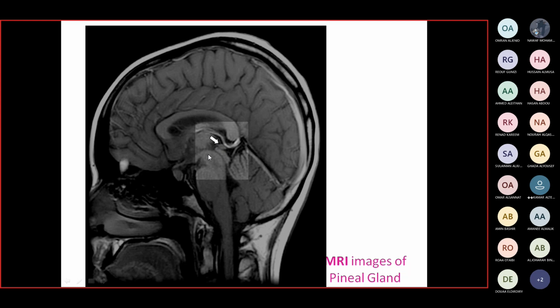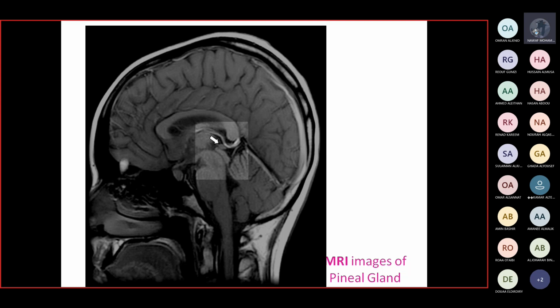Can you show the pituitary gland here? What is this? Sphenoid air sinus. Yes, you have to look above this. And this is what? The pituitary gland. This is the pituitary gland, this is the sphenoid sinus, and this is the pineal gland.